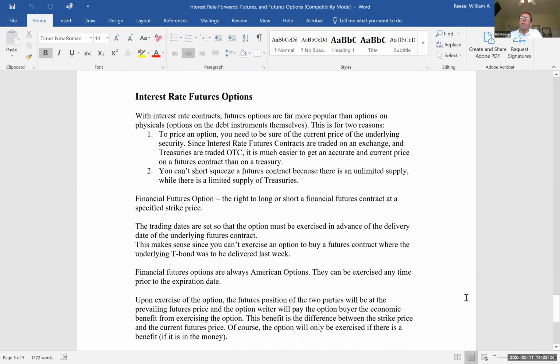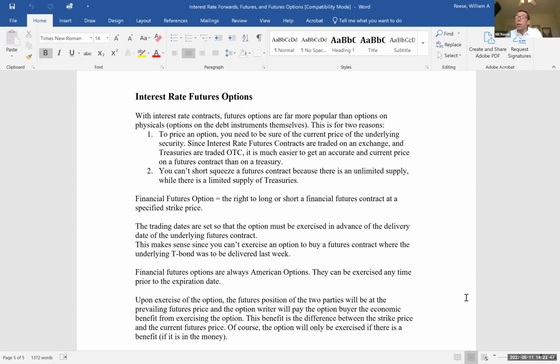Why do we have options on interest rate futures contracts rather than just options on bonds? Well, two reasons for that. First of all, in order to be able to price an option, you have to know what the value of the underlying asset is, the underlying security. If you want to have options on bonds, you've got to know what the price of the bonds are.